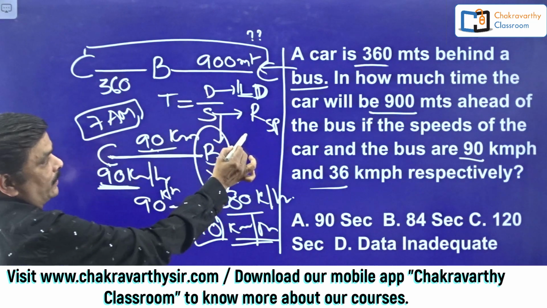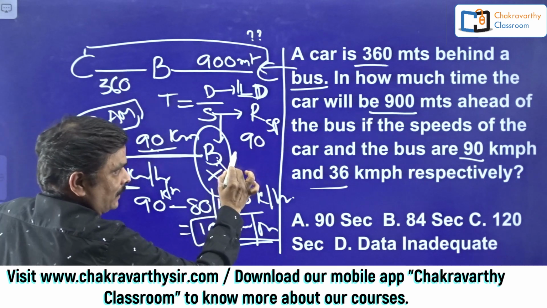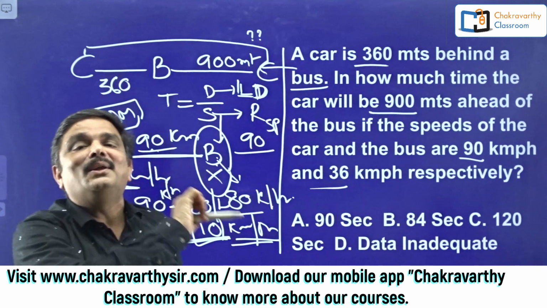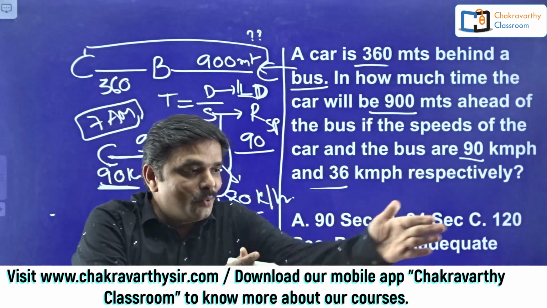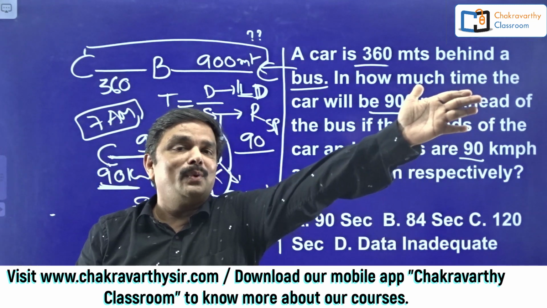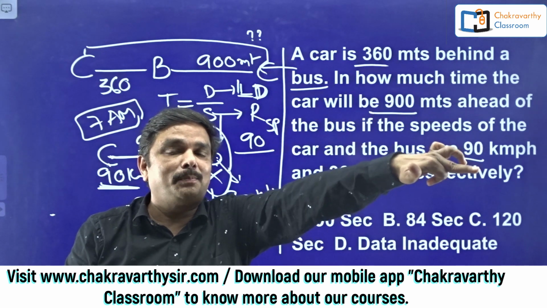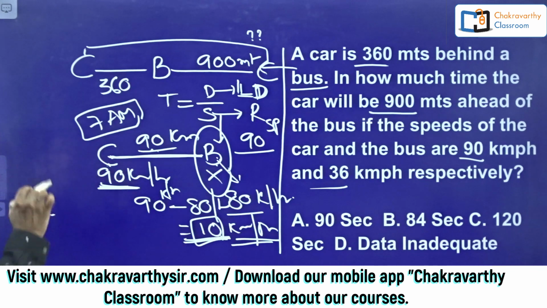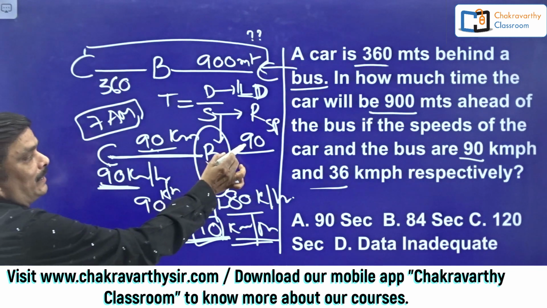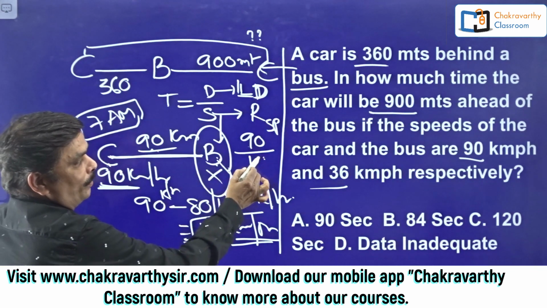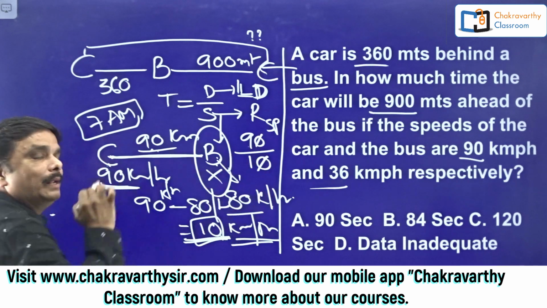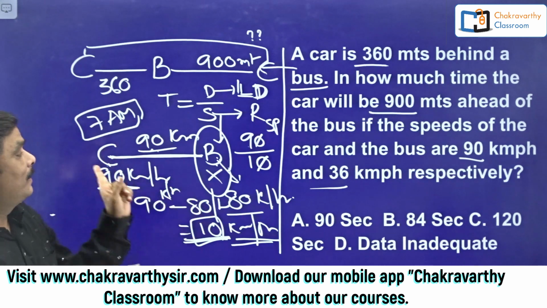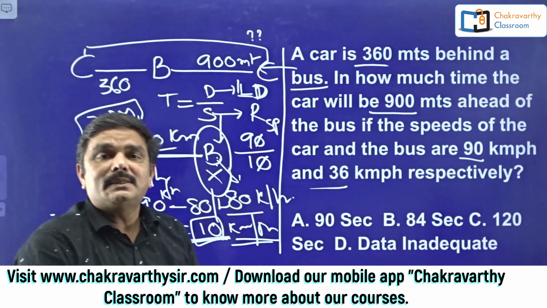Now, the lead distance is 90 kilometers divided by the relative speed, which is only 10 kilometers per hour. Because one is moving at 90, the other one is moving at 80. To catch the slower one, the speed will become the relative speed, that is 10 kilometers per hour. To cover this 90 kilometers at 10 kilometers per hour, how much time would it take? Obviously 9 hours. In 9 hours, the car is going to catch the bus.